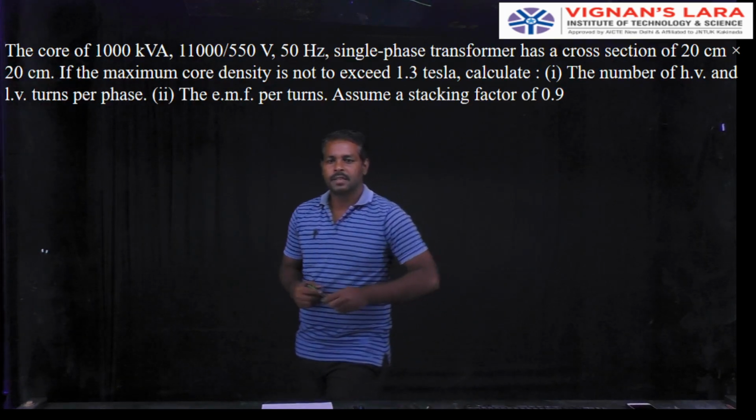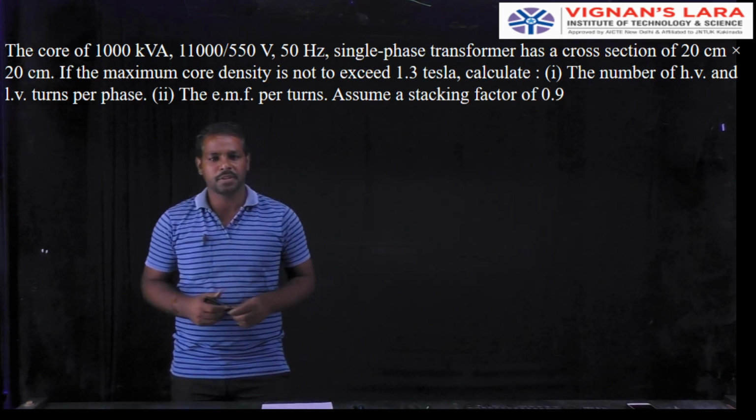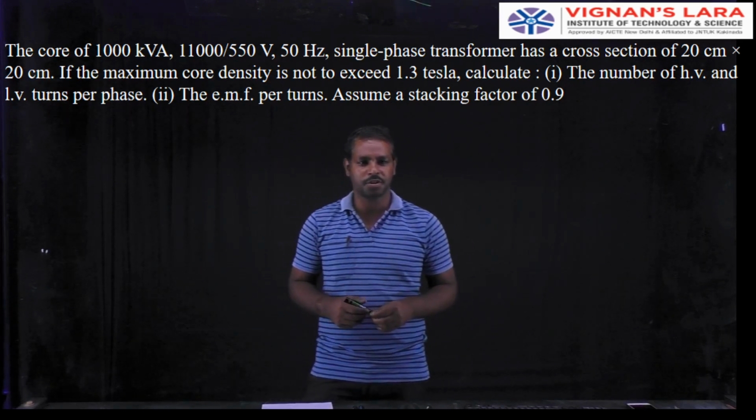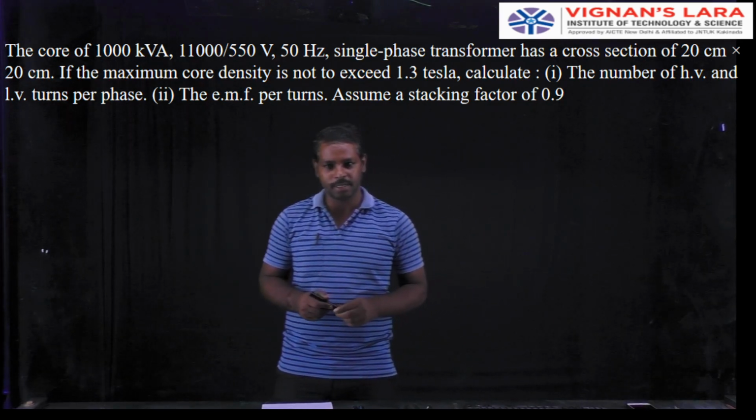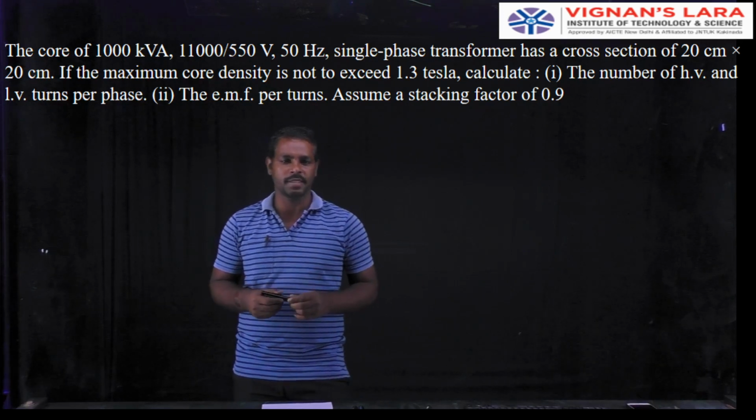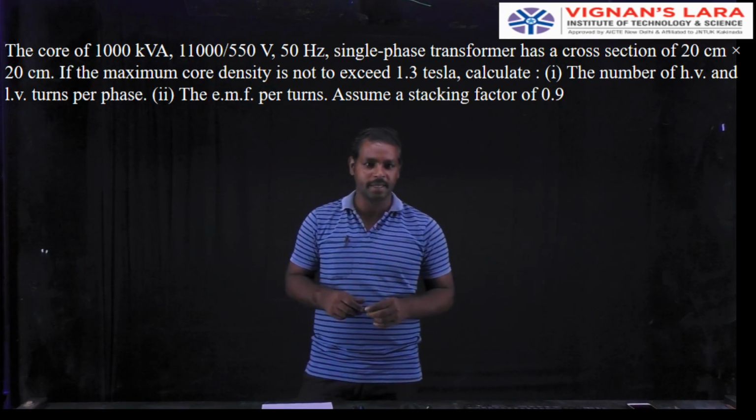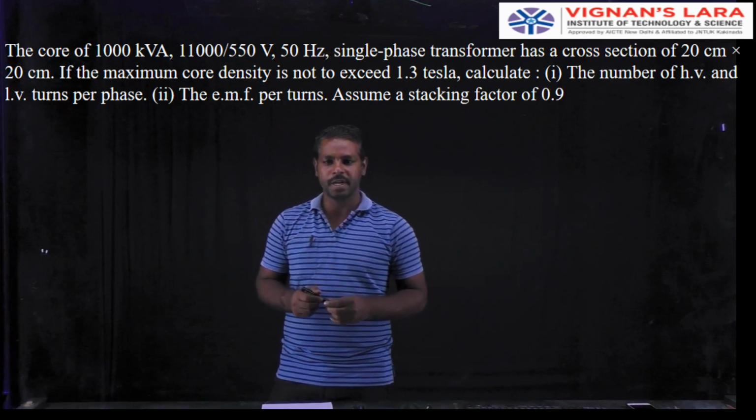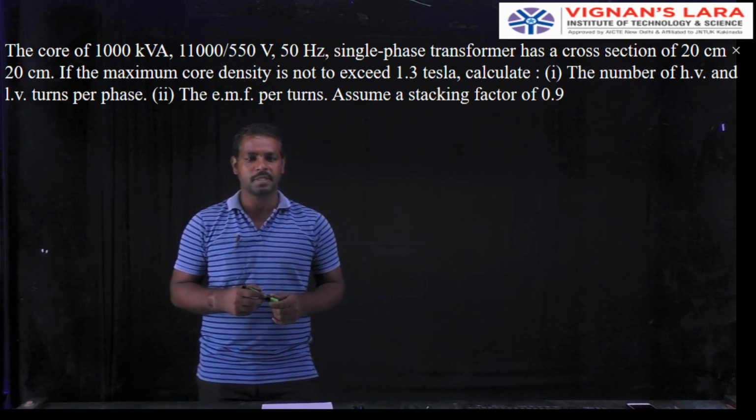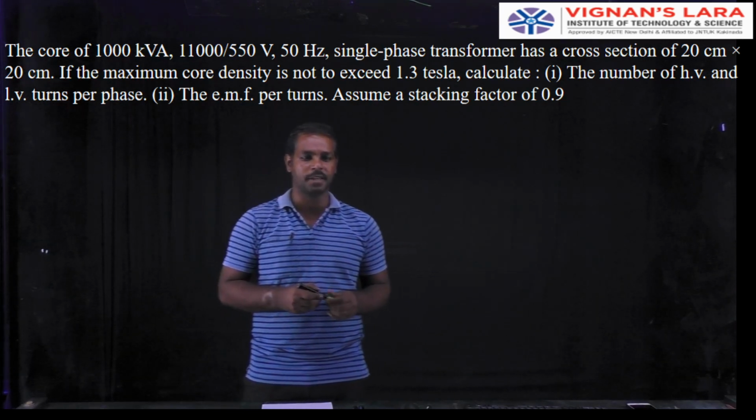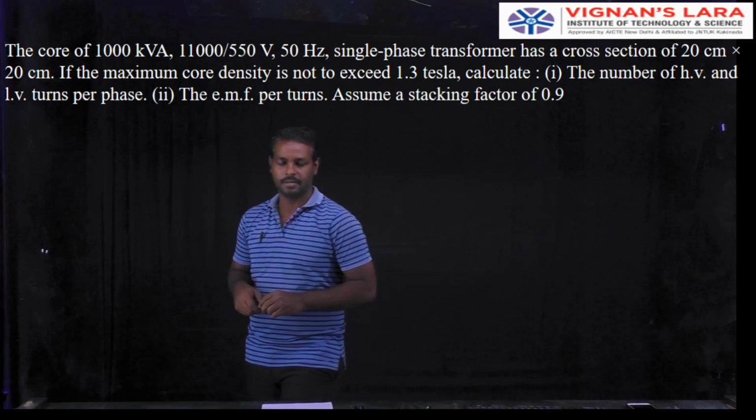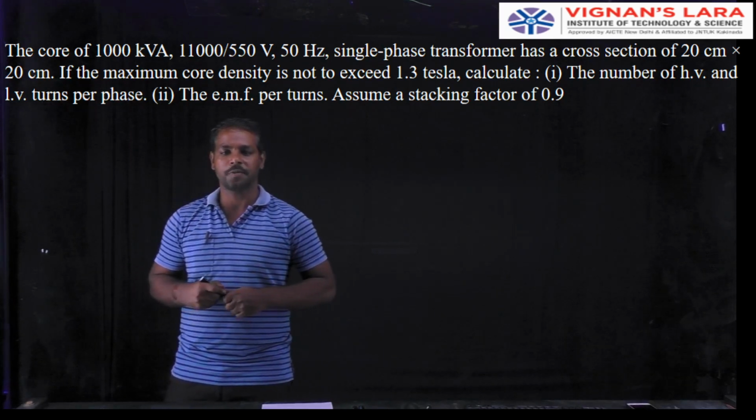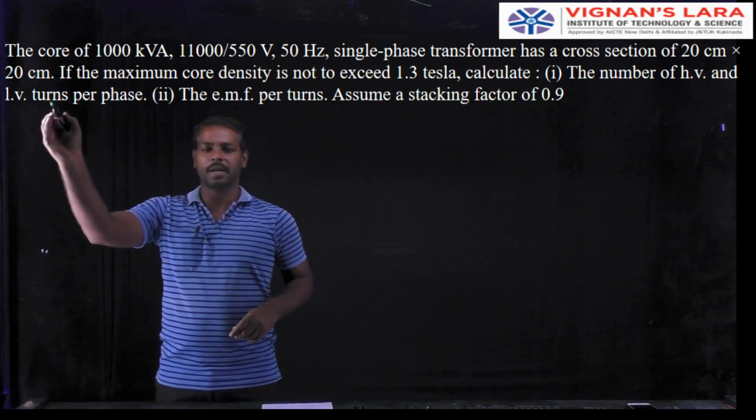Next one is the core of a 1000 kVA, 11,000 by 550 volts, 50 Hz single phase transformer has a cross section of 20 centimeters into 20 centimeters. If the maximum flux density is not exceeding 1.3 Tesla, calculate the number of HV and LV turns per phase. Second one is the EMF per turn, assuming the stacking factor of 0.9. So the core of a transformer or power rating of a transformer.